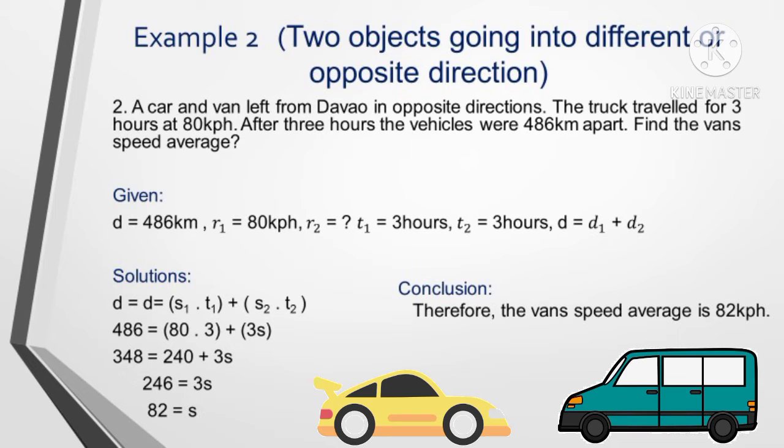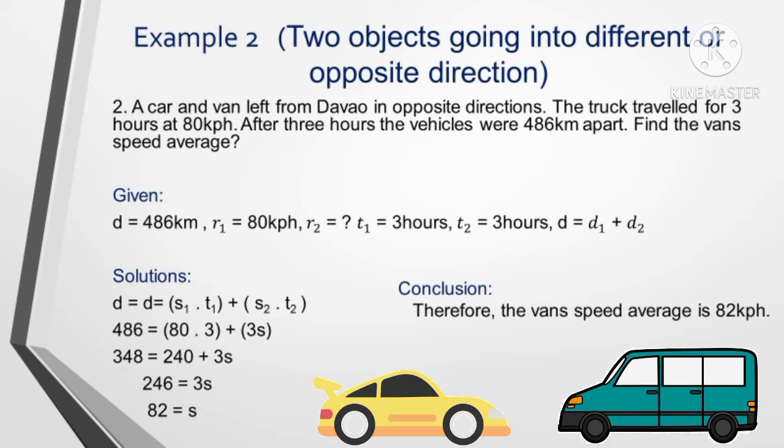So, number 2 example. A car and a van left from Davao in opposite directions. So, the car traveled for 3 hours at 80 kilometers per hour. After 3 hours, the vehicles were 486 km apart. Find the van's average speed.